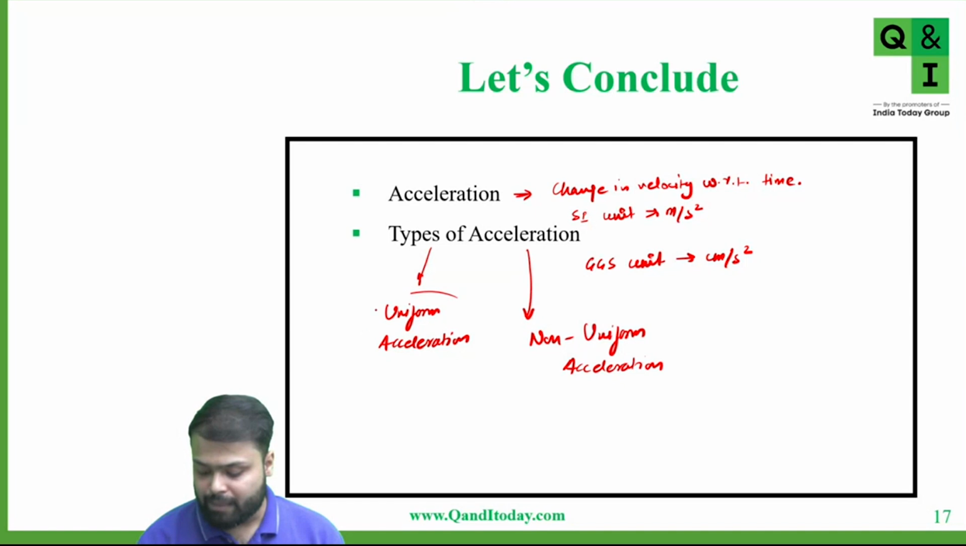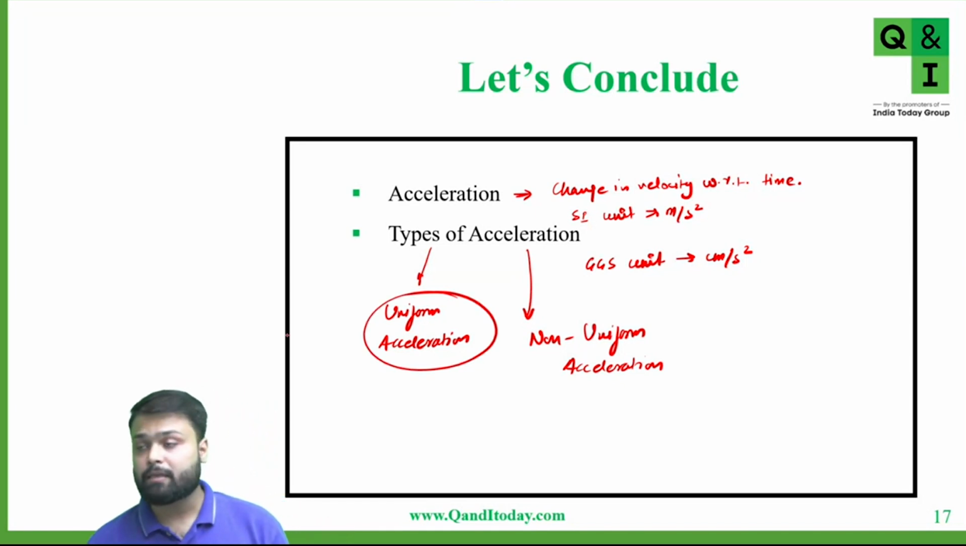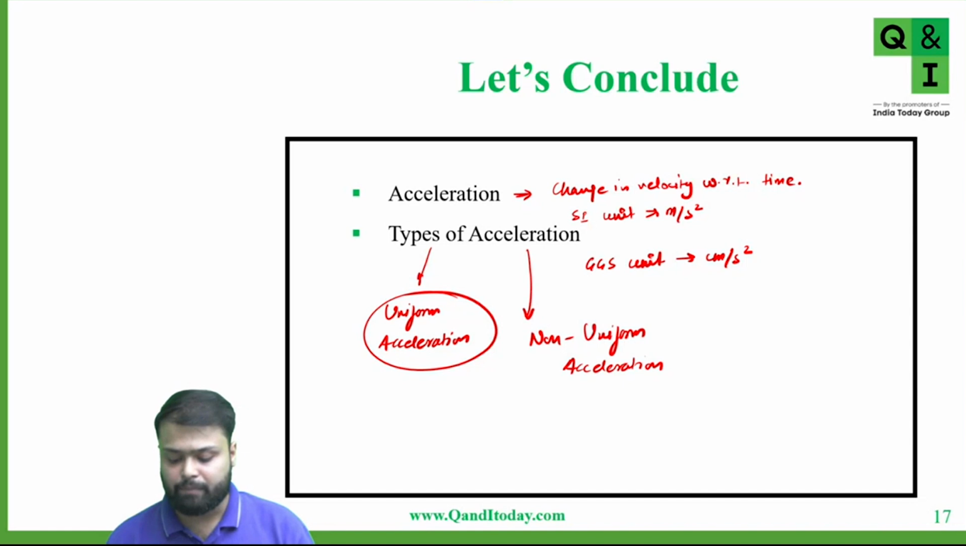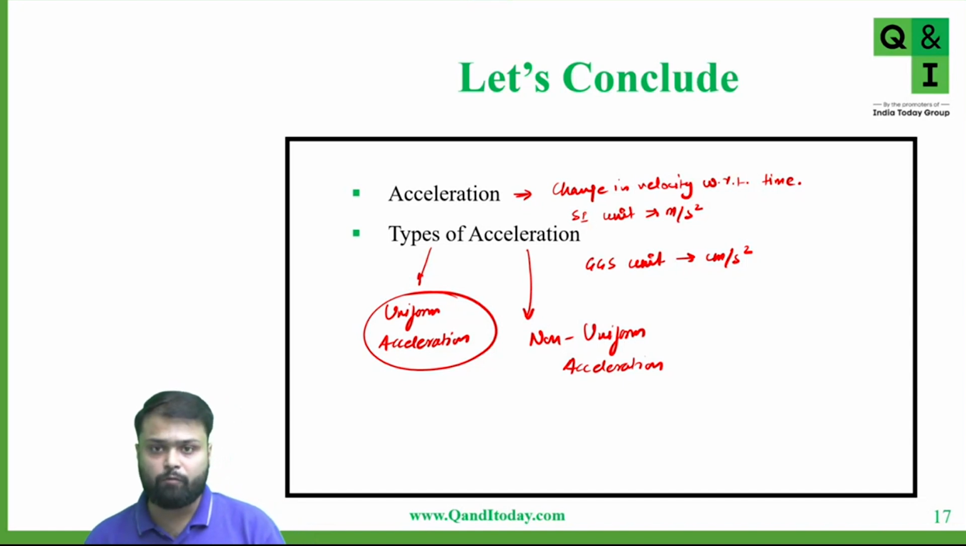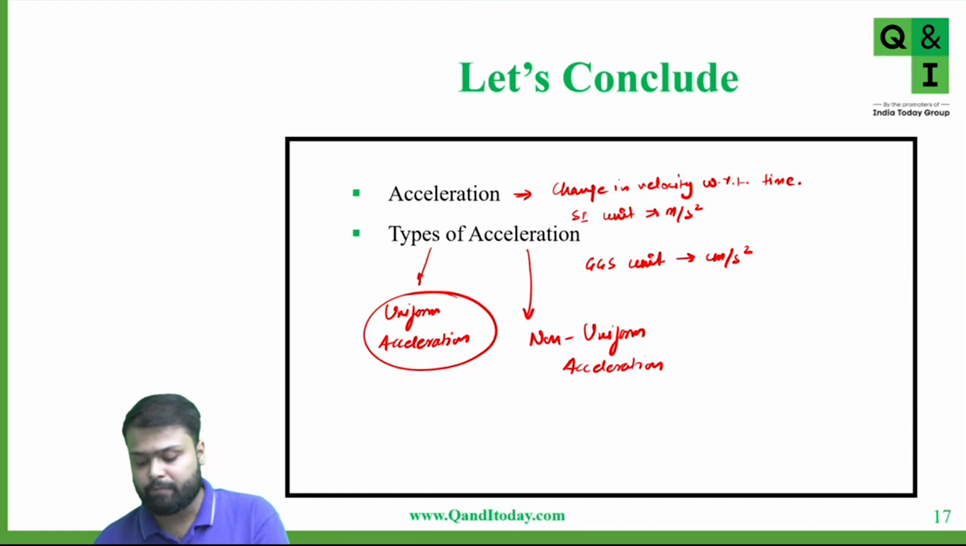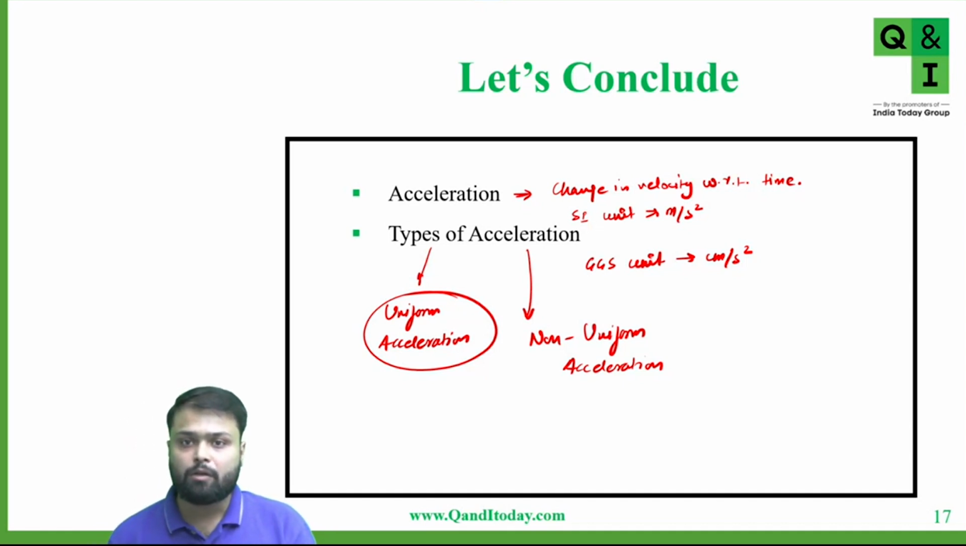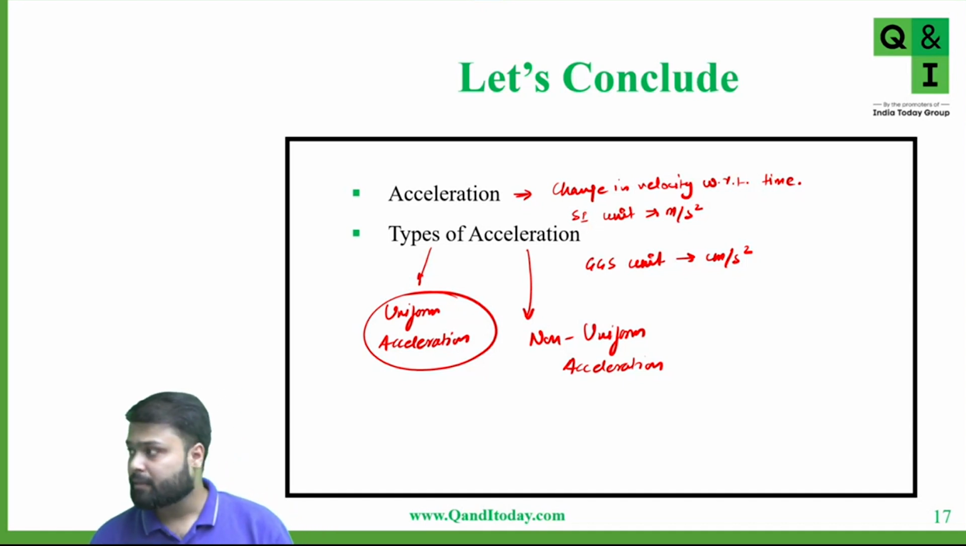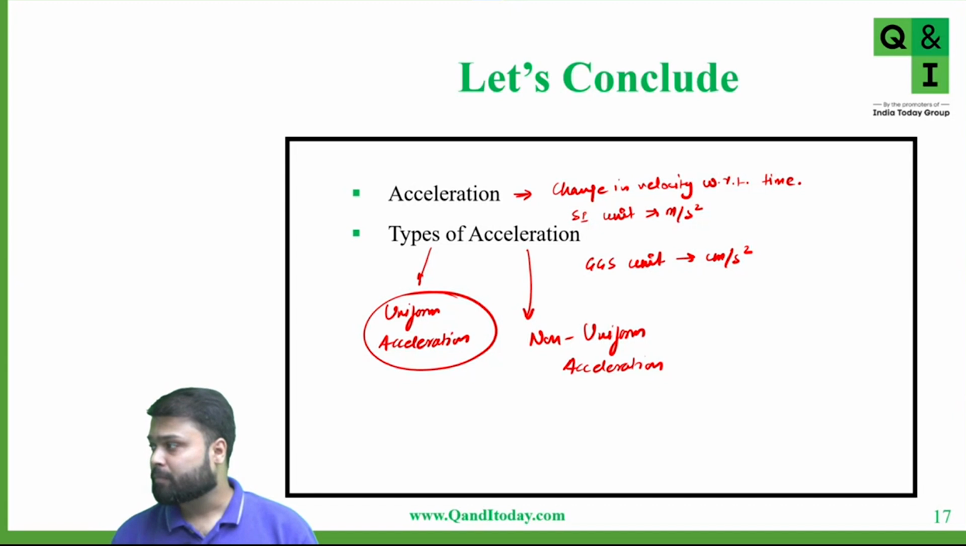Now, what is uniform acceleration? If there are equal changes in velocity in equal intervals of time, then acceleration is uniform. And if there are unequal changes in velocity in equal intervals of time, we say acceleration is non-uniform. Okay, is this clear? Yes or no? And we solved some questions also.